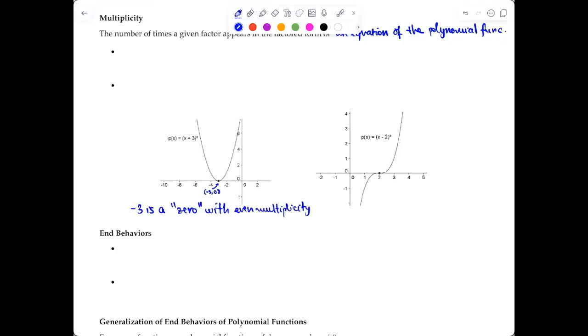On the second graph, you have the graph of the function crosses the x-axis at a point. This one again is the solution or root or the x-intercept, right? And because the graph of the function crosses the x-axis at this point, therefore we call this an odd multiplicity. In this case, it's 2. It's an odd multiplicity. So 2 is a zero with odd multiplicity.